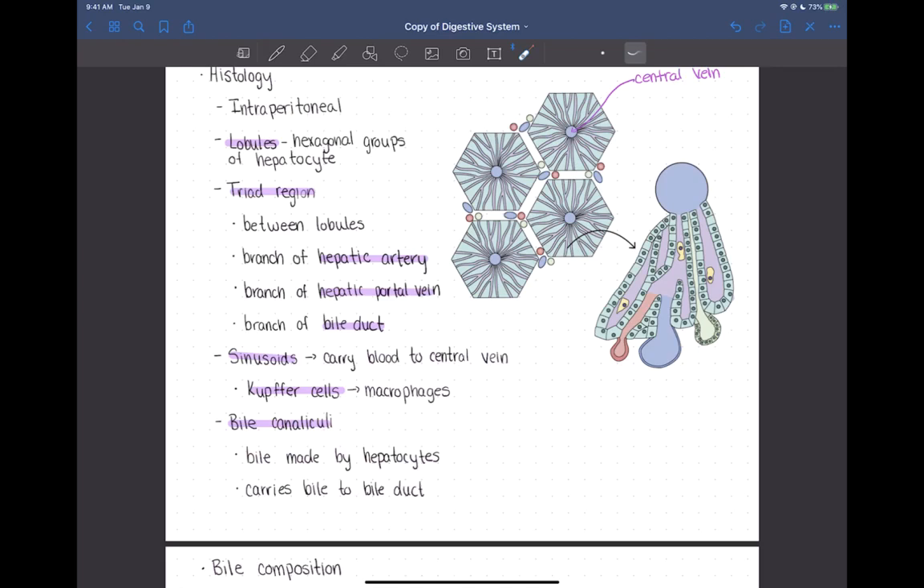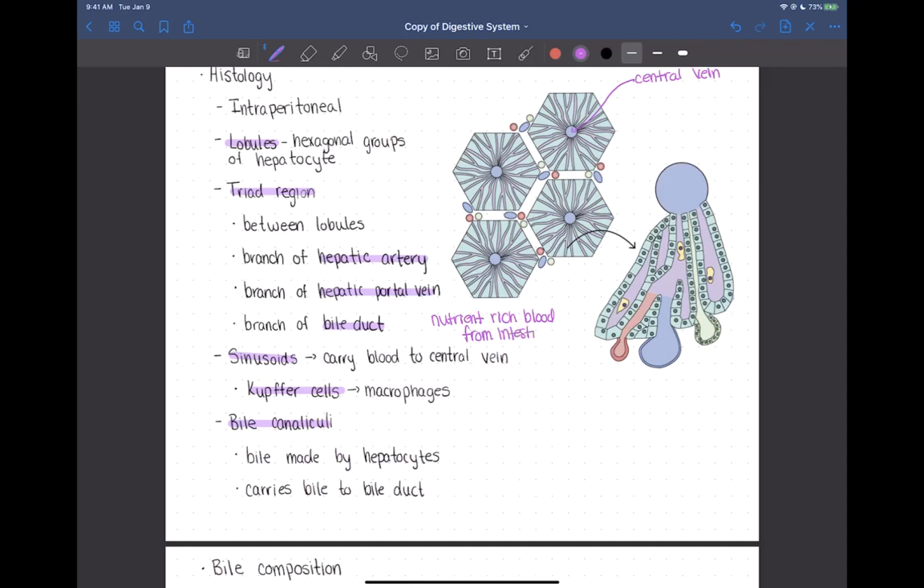And then the hepatic portal vein, which is bringing the blood from the intestines where all that nutrients have been absorbed, right? So this is going to be nutrient-rich blood from the intestines.